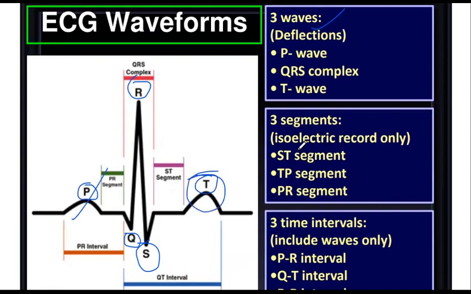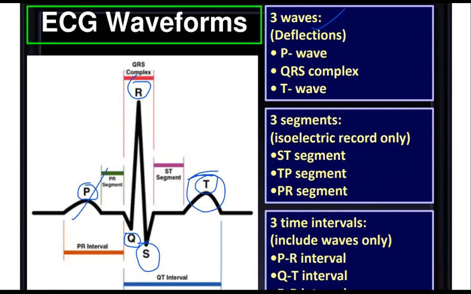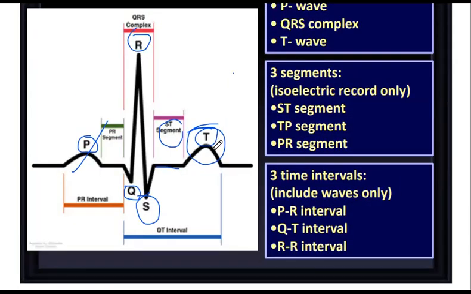And we have segments. Okay, segments means only electricity is recorded. Likewise, the ST segment means from S to T. Only electricity is there, no wave is there here. The TP segment is from T to another P. So PR, ST, and TP segments are there.